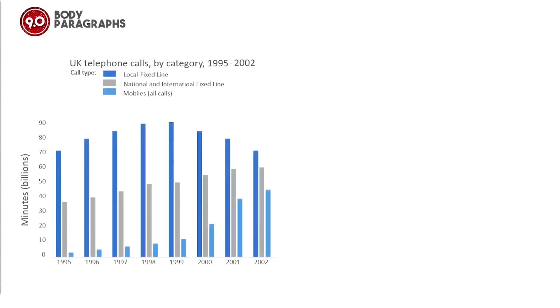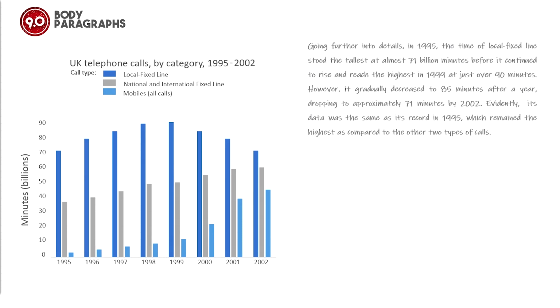On the contrary, this is the sample body paragraphs with a band score of 9.0. Going further into details, in 1995, the time of local fixed line stood the tallest at almost 71 billion minutes before it continued to rise and reached the highest in 1999 at just over 90 minutes. However, it gradually decreased to 85 minutes after a year, dropping to approximately 71 minutes by 2002.